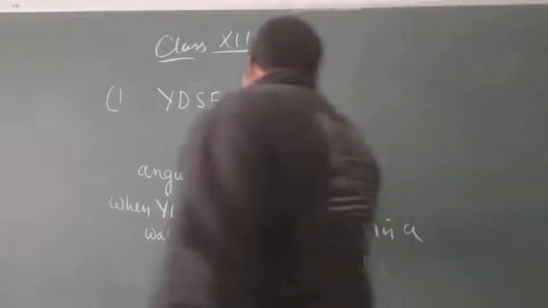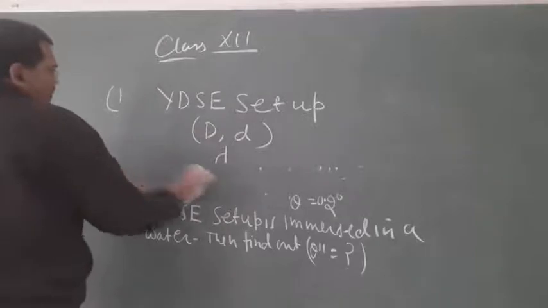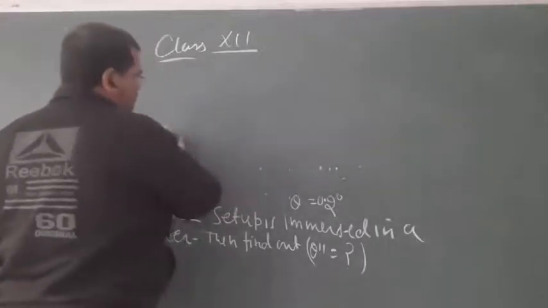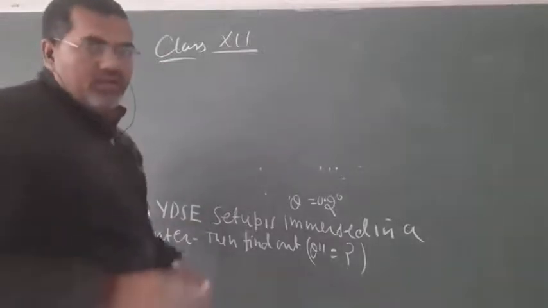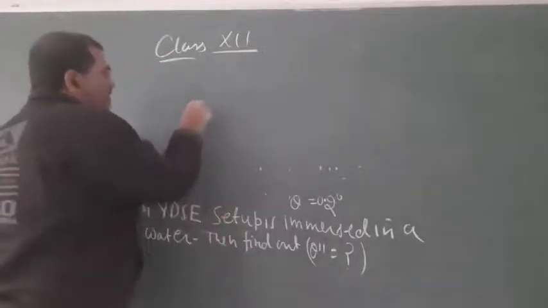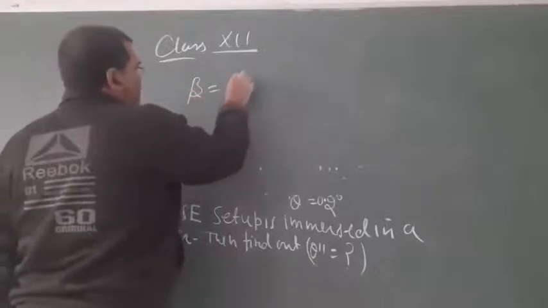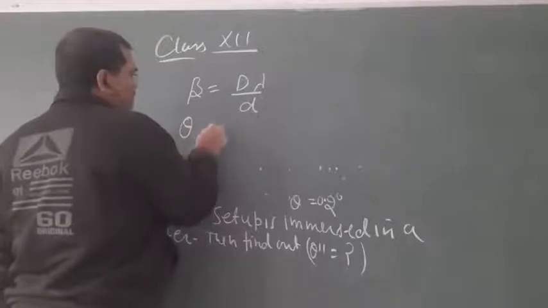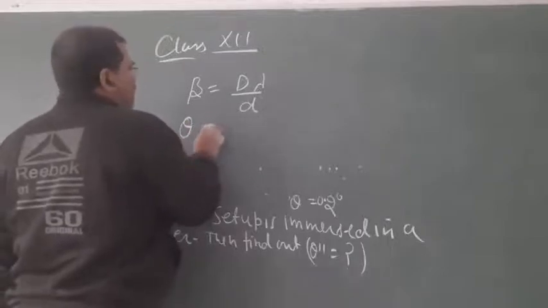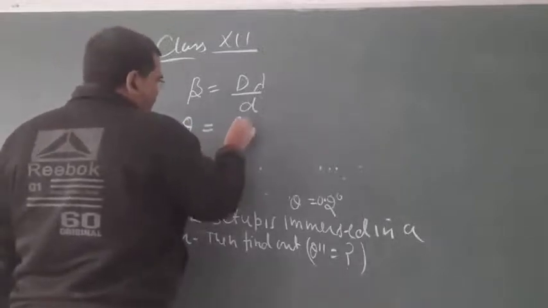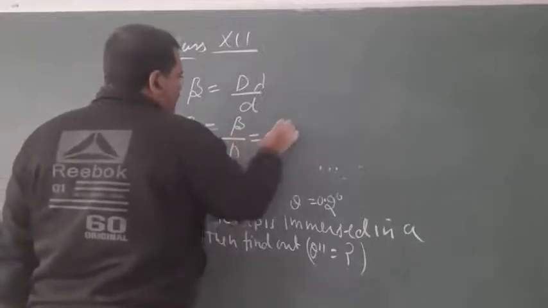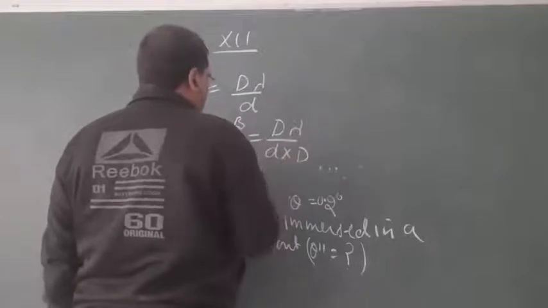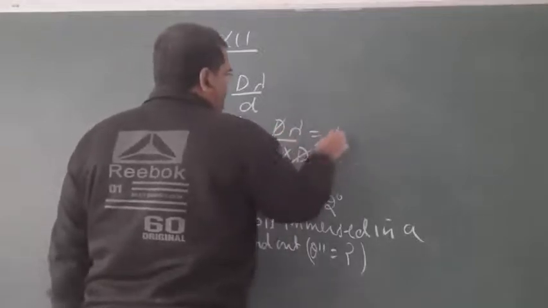As we know, linear fringe width is beta, that is D lambda by d, and angular fringe width, say theta, equal to beta upon capital D, that is D lambda by d upon D. So lambda by d.